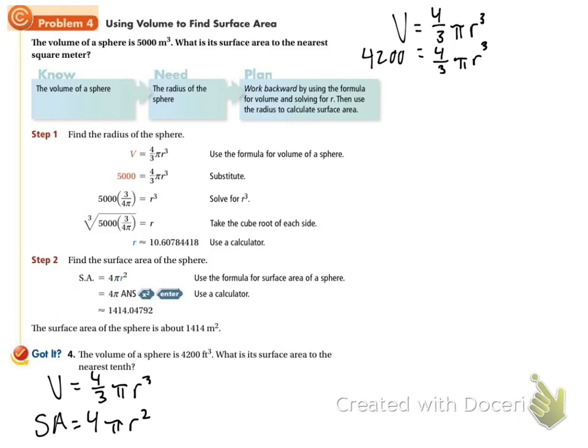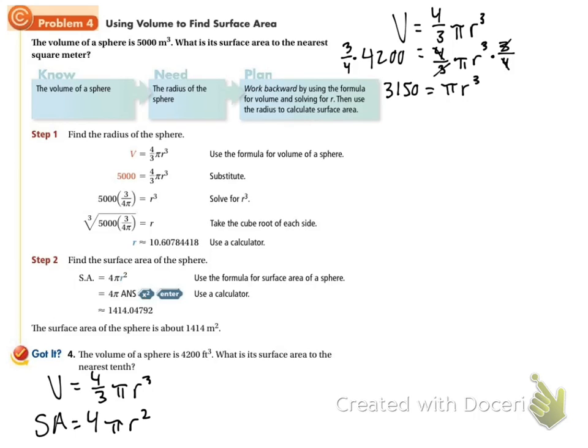To get rid of a fraction, you multiply by the reciprocal. So you flip the fraction. So I'm going to multiply by 3/4 on both sides, because 4 divided by 4 is 1, and 3 divided by 3 is 1. So either you can do 4,200 times 0.75, because that's the decimal, or you can multiply it by 3 and then divide by 4. That gives us 3,150 equals pi r cubed.